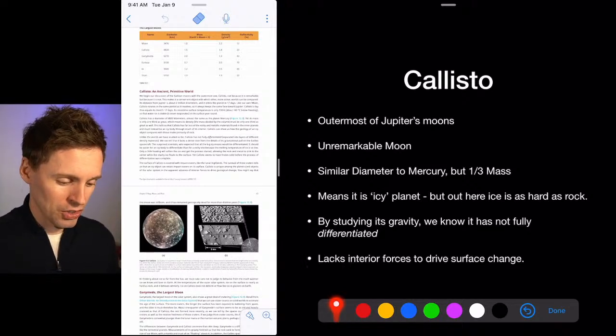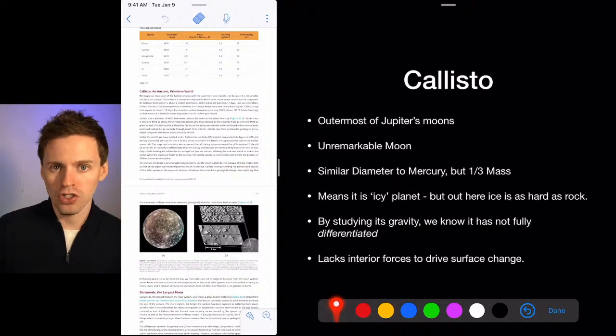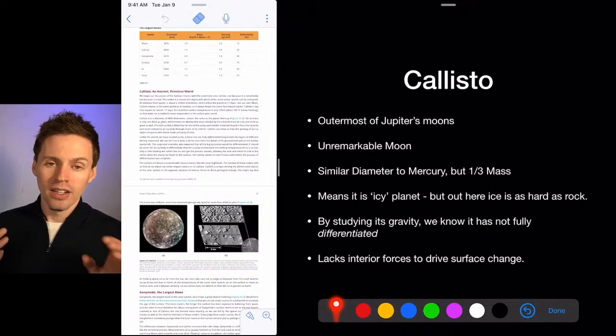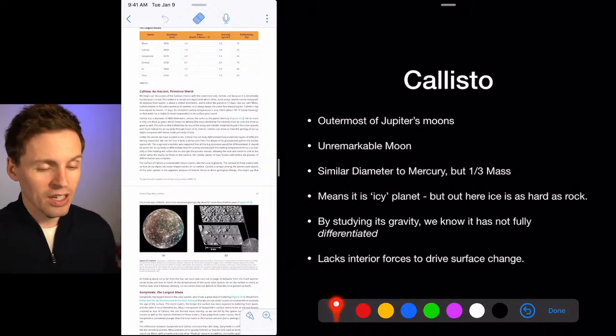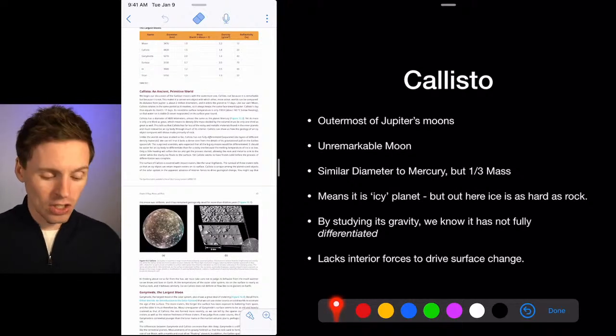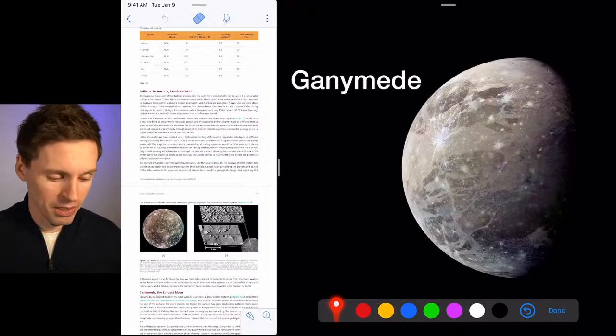It's not differentiated. It lacks the interior forces that drive the surface change. So we've talked about how on Earth you've got earthquakes and lava and volcanoes and erosion and everything that can change the surface. Callisto doesn't have any of that, so its surface is covered in craters and unchanged, basically.